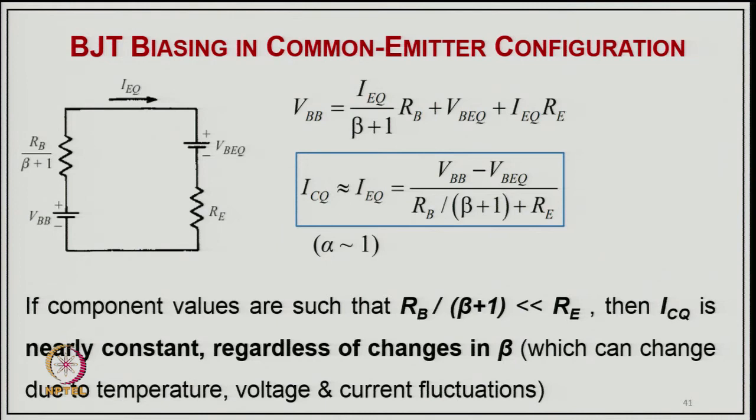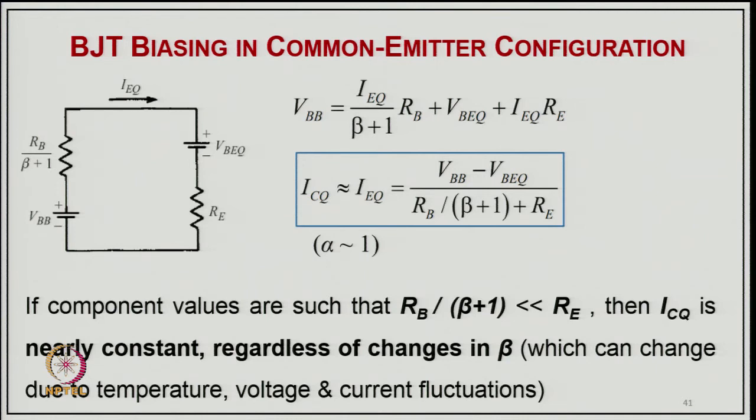Solving this circuit, you can find VBB equal to IEQ times (RB upon (beta plus 1) plus RE) plus VBEQ. From this you can get ICQ almost equal to IEQ, which will be VBB minus VBEQ divided by RB upon (beta plus 1) plus RE. That gives the current flowing, considering alpha is close to 1, neglecting the small base current. So we can say collector and emitter currents are both almost equal, considering the base current almost negligible.